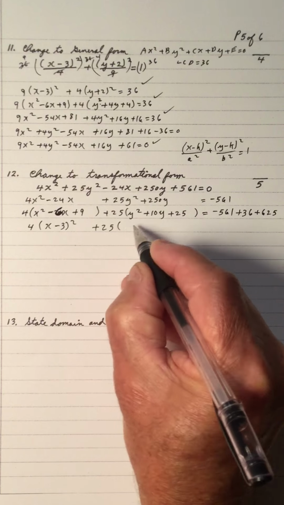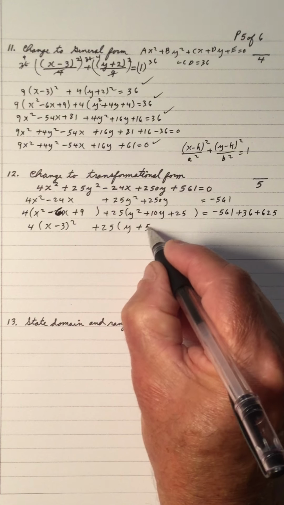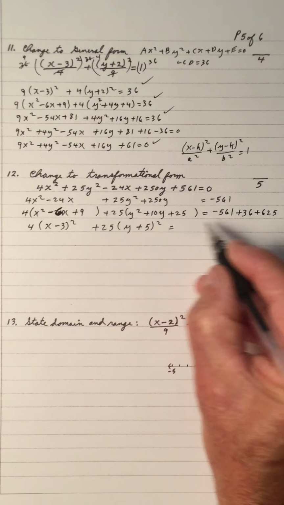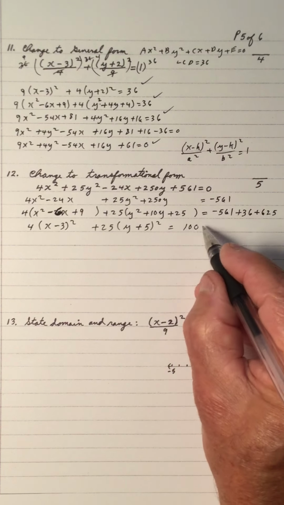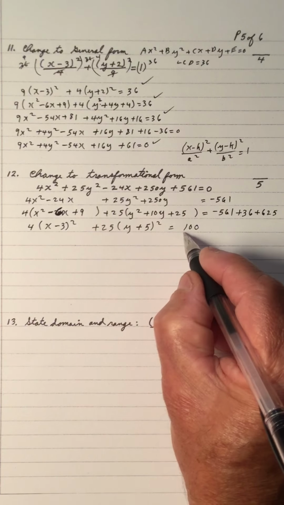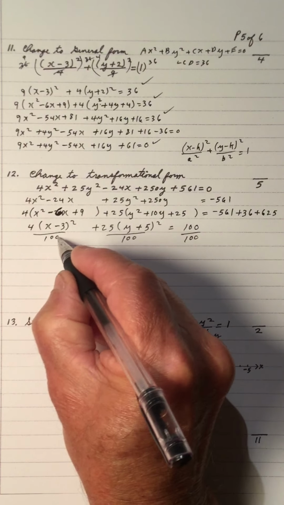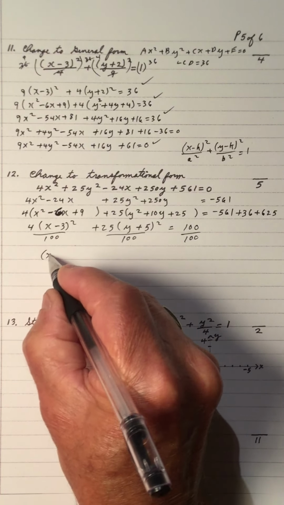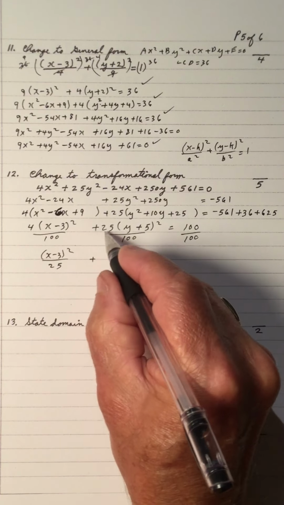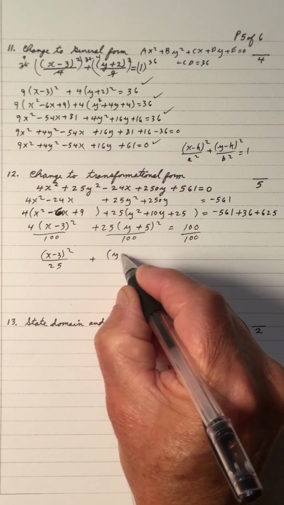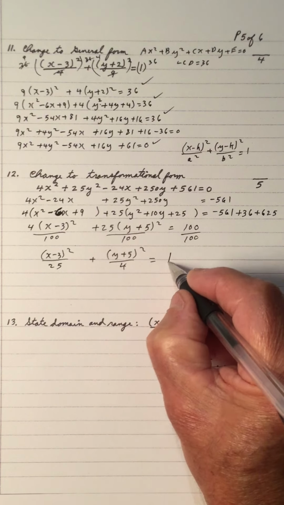I have a 25 and a y squared, that's a y. Half of plus 10 is plus 5, all squared. And that adds up to give you 100. Check with your calculator. Now, because I have 100, I want a 1, so I'll divide by 100. And 4 into 100 is 25, so I got x minus 3 all squared over 25. And 25 into 100 goes 4, so I got y plus 5 squared over 4. And 100 divided by 100 is 1.